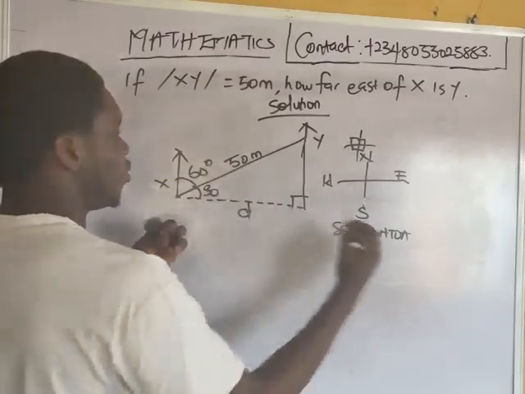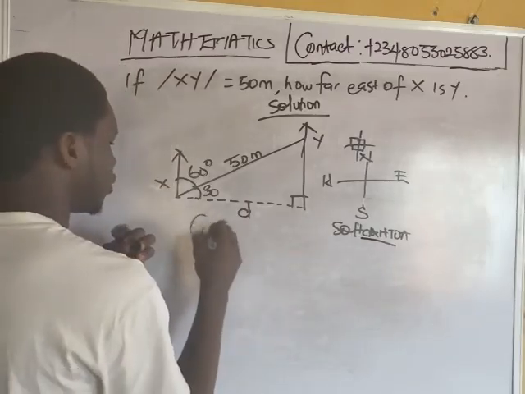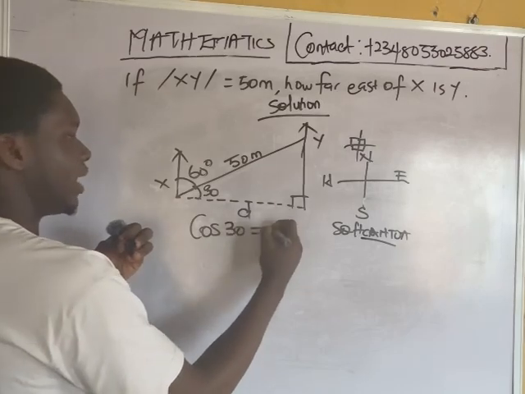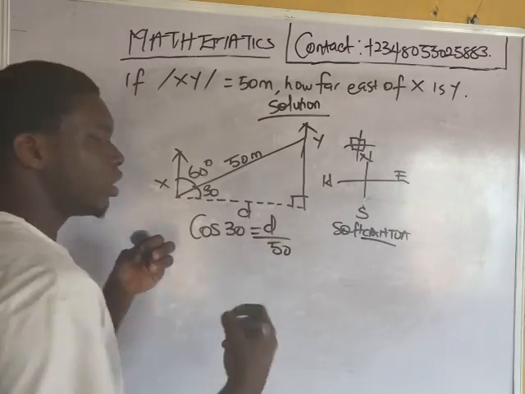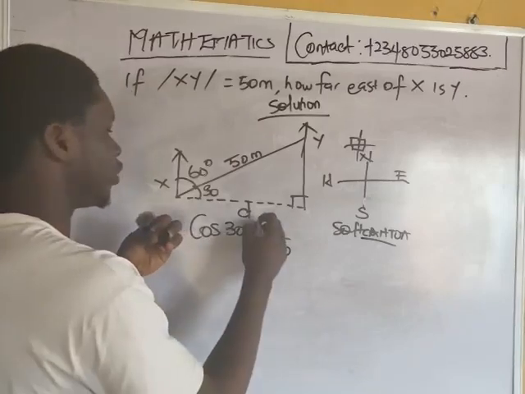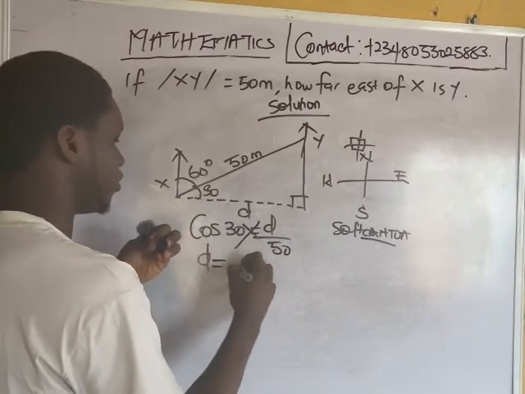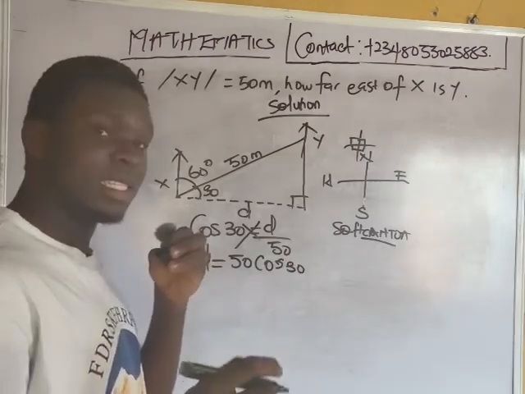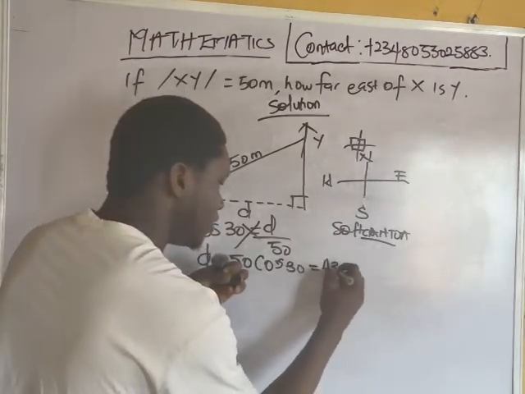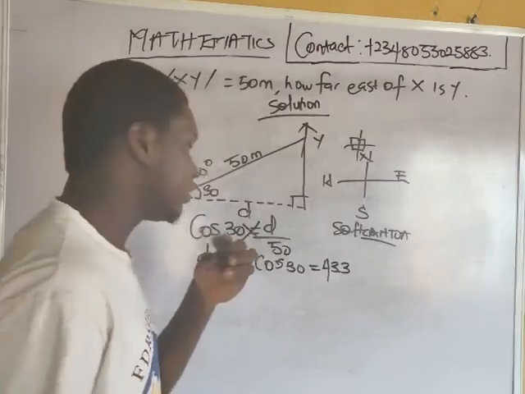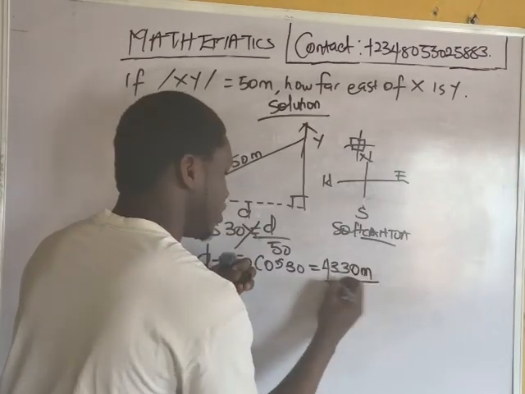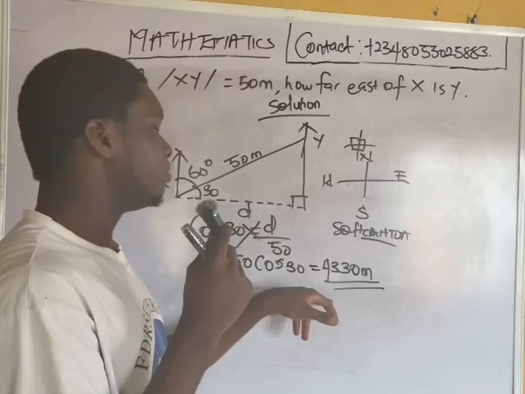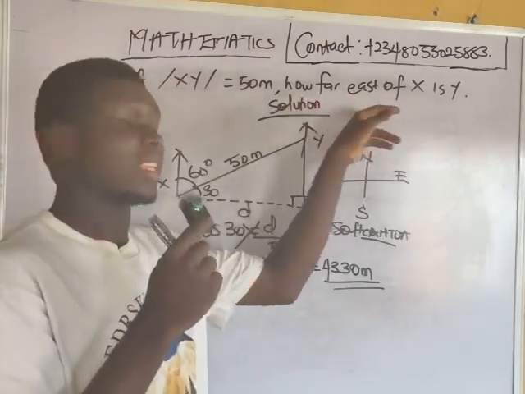So now we have the adjacent and we have the hypotenuse. What are we going to be using? We'll be using cos theta. In this case, theta is 30 degrees. We have cos 30 will be equal to adjacent over hypotenuse. We are looking for the value of D. So we cross multiply. If we cross multiply, we have D equals 50 times cos 30 degrees. 50 cos 30 degrees is 43.3. You can have 43.3 meters. So this is the answer to this particular question. 43.3 meters is how far east of x is y.